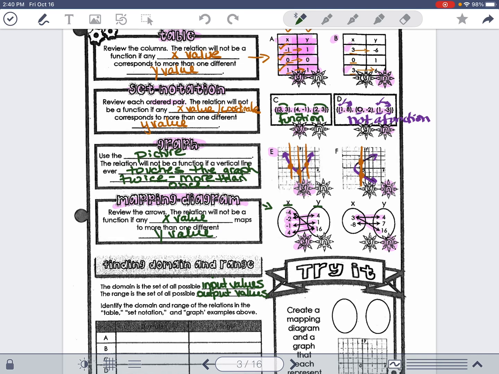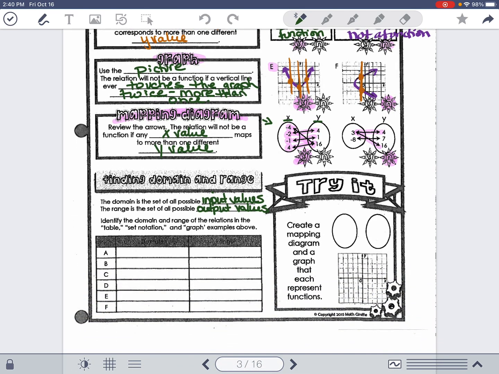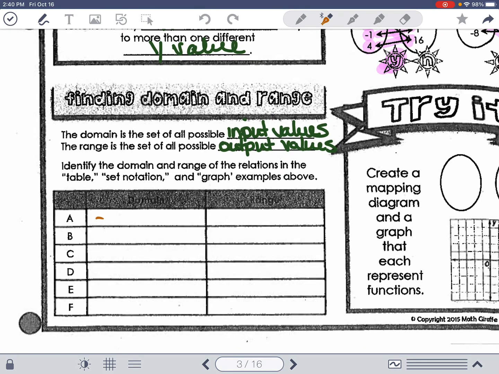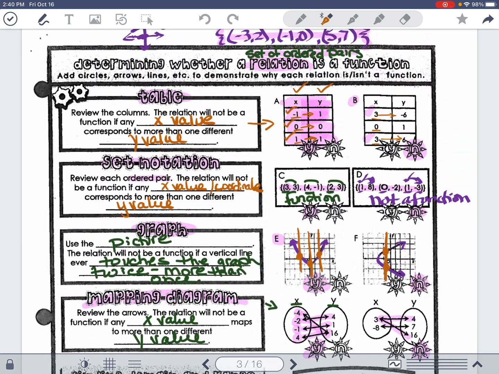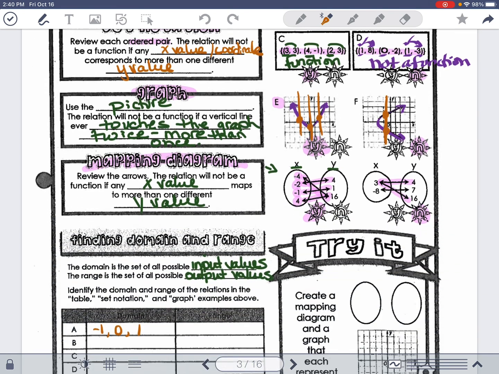So it's pretty easy in letter A. It's -1, 0, and 1. So in this, I would put, for letter A, the domain is -1, 0, and 1. And the range for letter A was 1, 0, 1. So that's my y value. So I put 1, 0, 1.